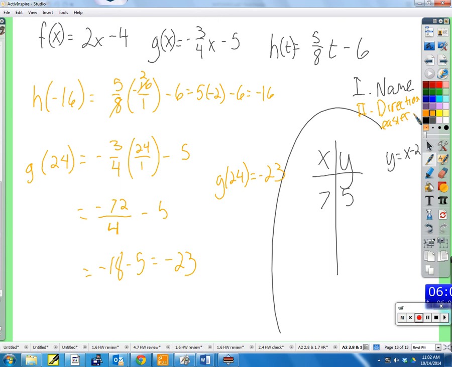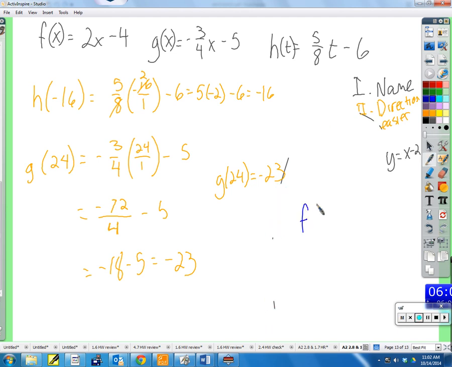Another thing, what do you think this means? Get rid of all this and write down f of x equals 10. What does f of x equals 10 mean? The output of the function f of x is 10. Okay, the output is 10. So we need to find the input. We know what the output is, we need to find what the input was, in a sense.